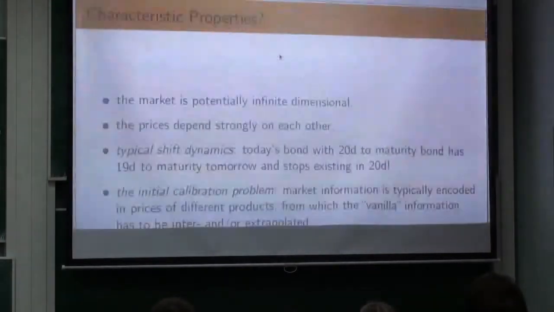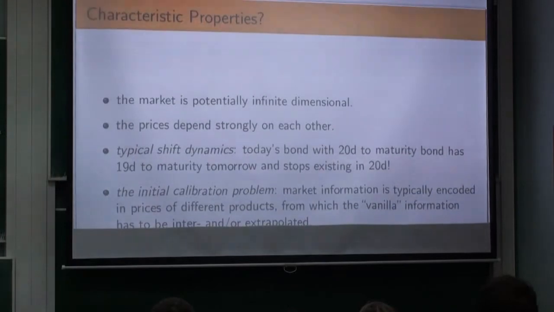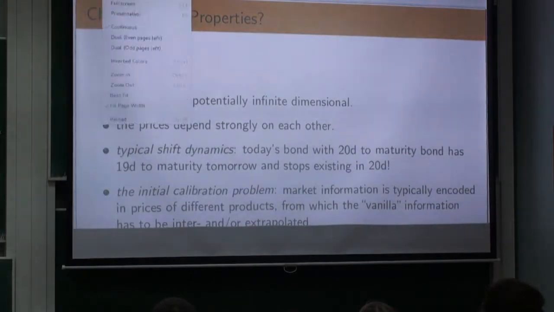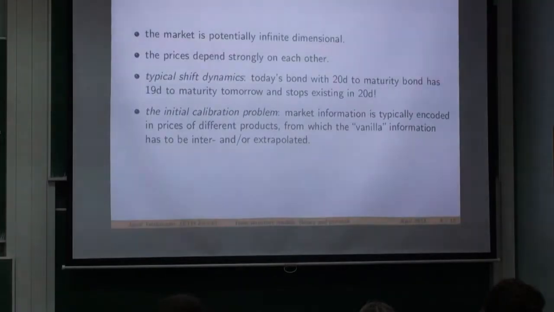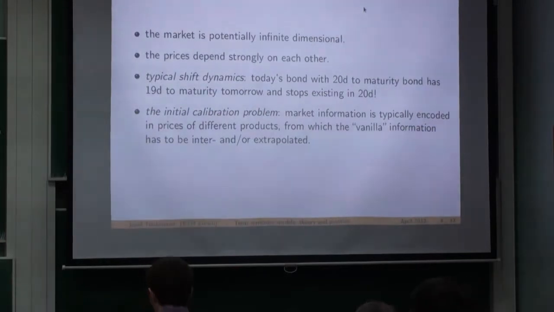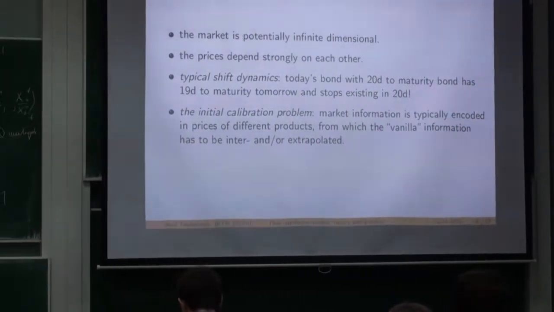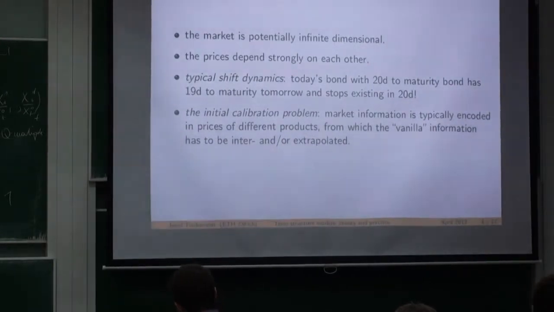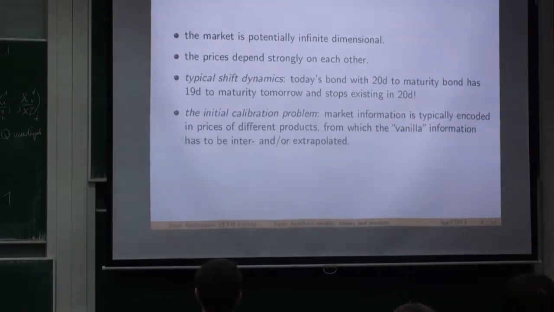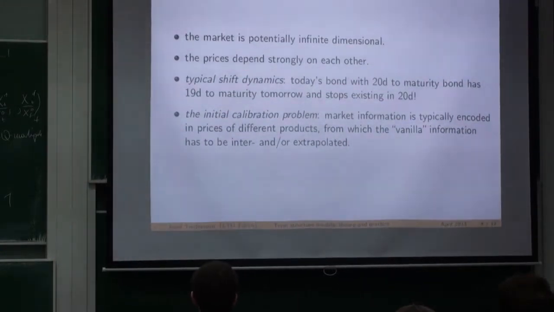So there are strong correlation features. As we all know from statistics, it is usually quite hard to model nonlinear, high-dimensional movements of observables which are strongly correlated or dependent. So the prices depend strongly on each other. There's a typical shift dynamics. The bond today with 20 days to maturity has 19 days to maturity tomorrow and stops existing in 20 days.